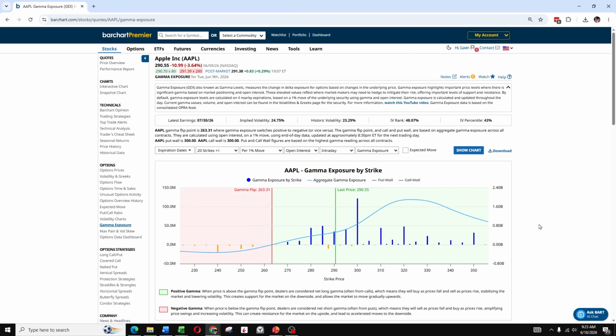Look at the aggregate gamma curve as well. It's very strongly positive where the stock's trading. And you can see open interest peaks around this 300 level and the aggregate gamma exposure peaks around 320.